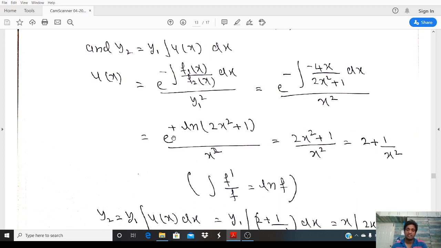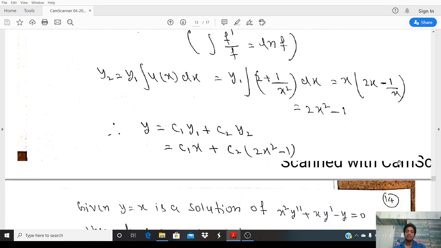Here also it is in the form of e to the power ln of something, so we can interchange this: 2x square plus 1 to the power ln e. Ln e is 1, so I skip that. So 2x square plus 1 by x square, that is, 2x square by x square gets cancelled, plus 1 by x square.